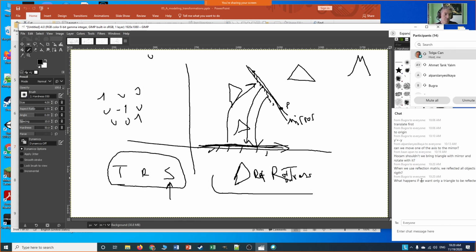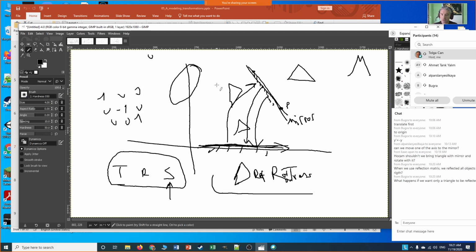When we use the reflection matrix, we reflect all of the objects, not just the triangle. So how can we apply different transformations to different objects? That's an interesting question. I want to reflect a triangle here, but if there's a circle here, for example, I don't want to reflect it. I just want to view it like this. The way we do that is, before we draw objects, we apply different transformation matrices on them.